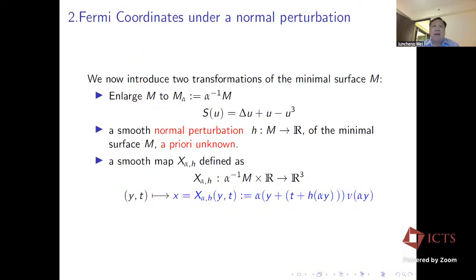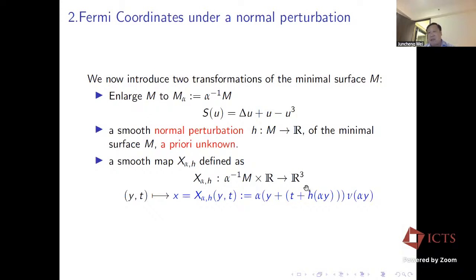Now for the spike case, we have to do more estimates. In the second step, we introduce the Fermi coordinate. We take a minimal surface M. We fix the minimal surface, but then we rescale. And for this minimal surface, we look at a normal perturbation of it. Now we have a new function h, which is undetermined. On each point of the surface, in the normal direction, we have a normal perturbation, h of y. And this is the new coordinate we're going to use.